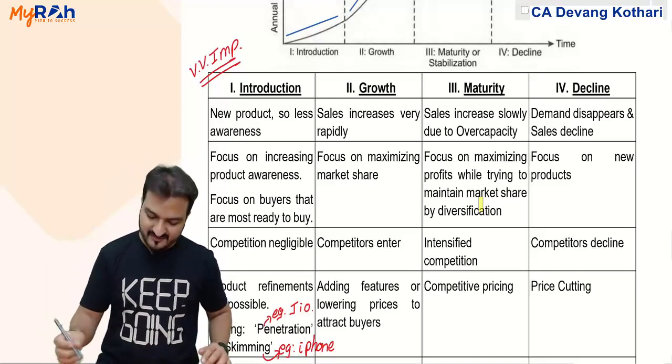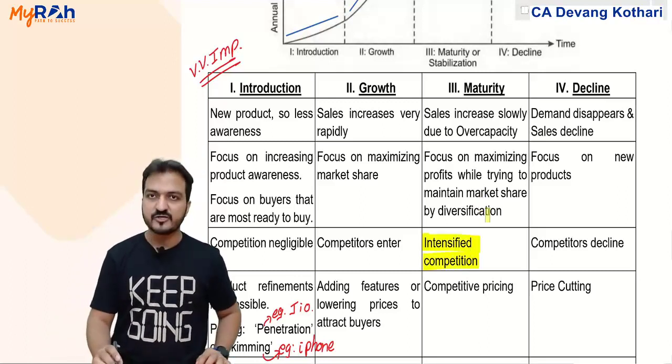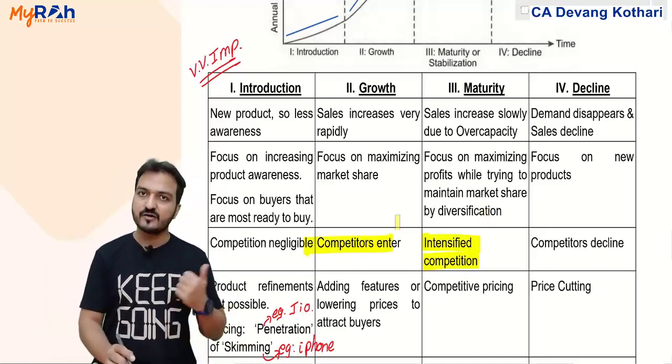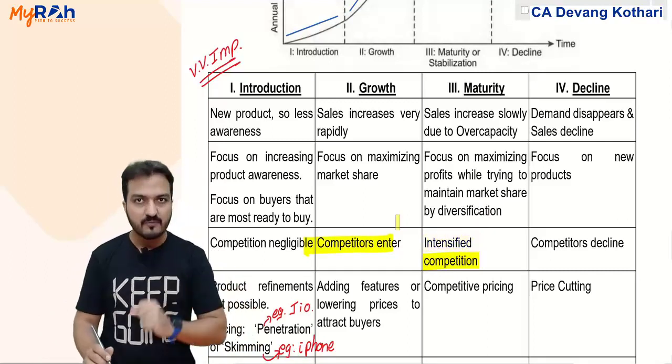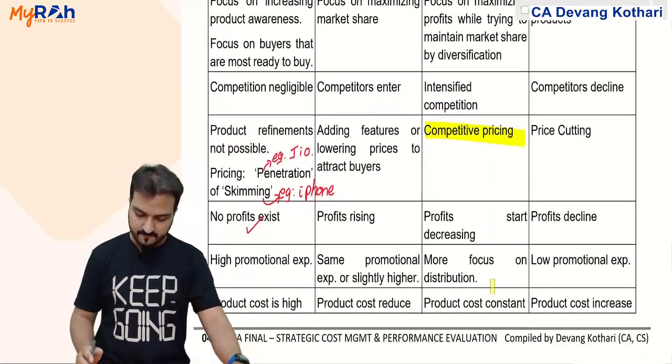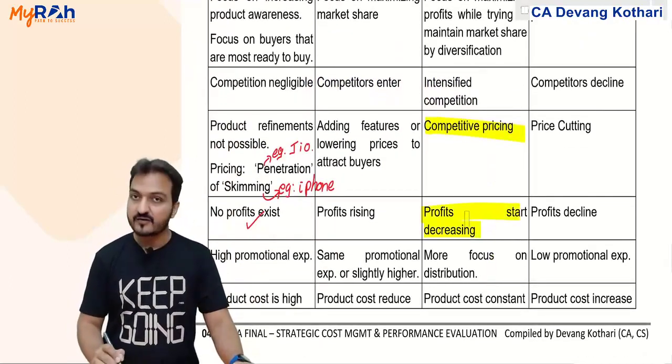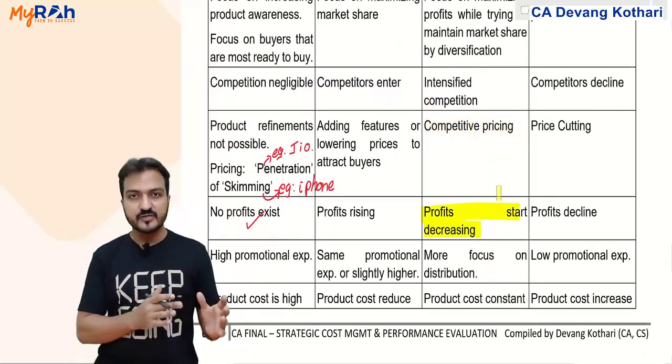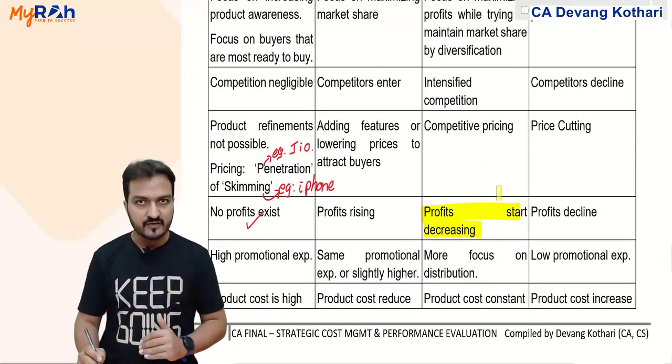share. By this time, there is very intense competition because competitors had entered earlier. So now there is intense competition. Pricing is also very competitive now. And profits will start decreasing. Because of tough competition, your profits might start decreasing.